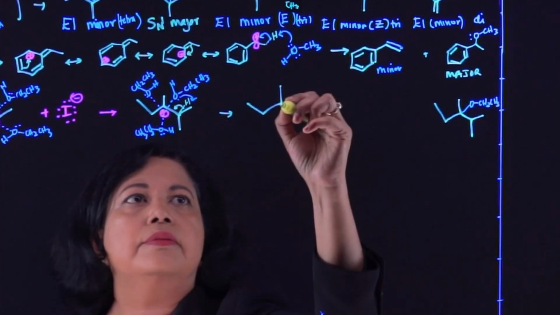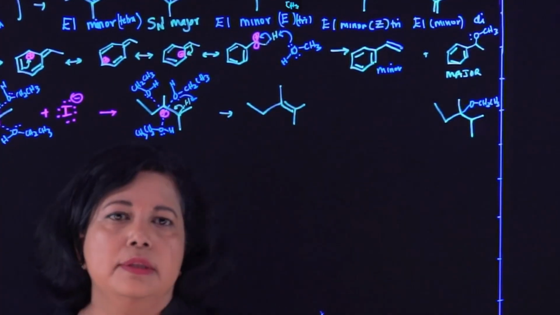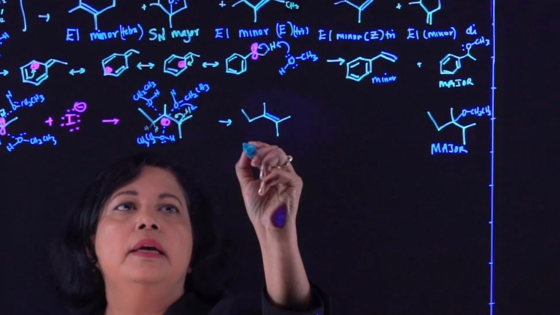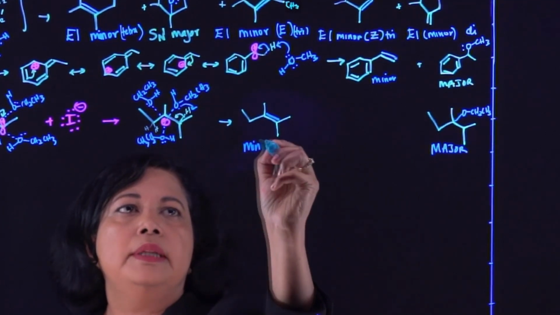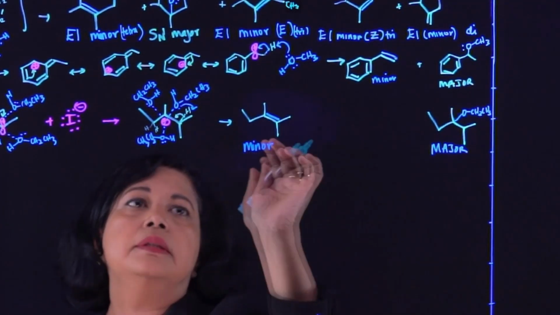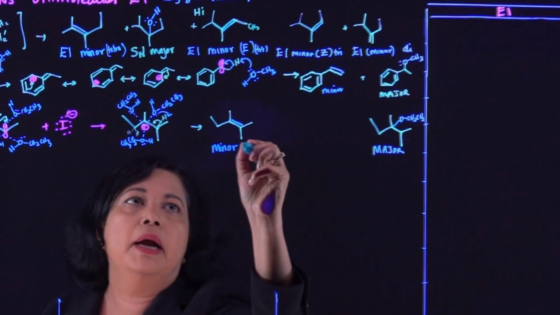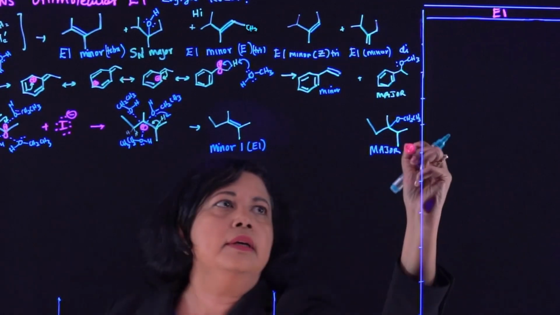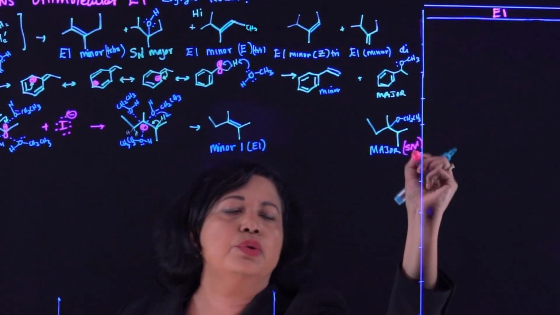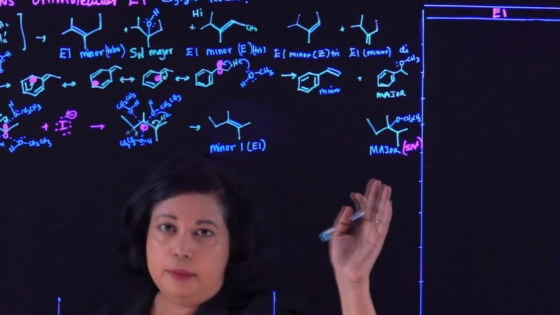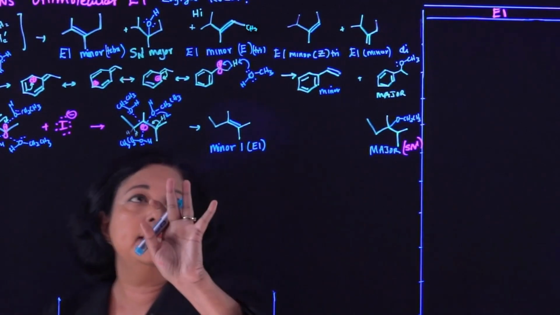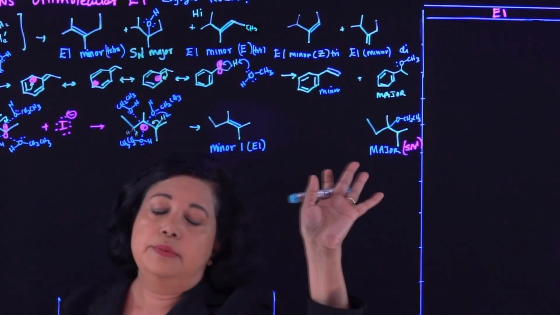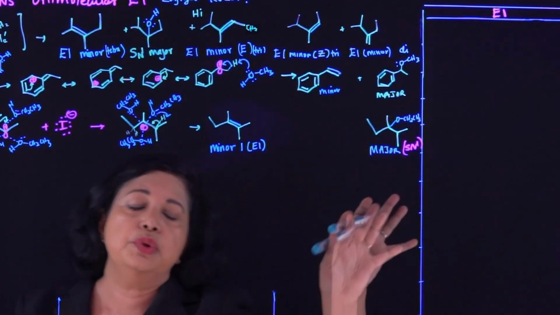That's got a lot of friends. Tetra-substituted. So that would be your minor, but it would be the most amount of the minor. So I would say minor 1, E1. This is SN1, and that's always your major. Sometimes SN1's like 80%, E1's like 20%, or anywhere between. Sometimes it could be 60-40, but usually SN1's more.